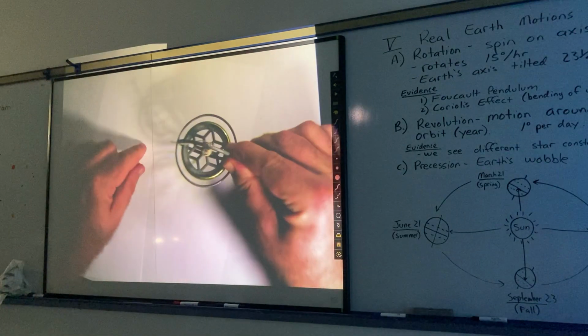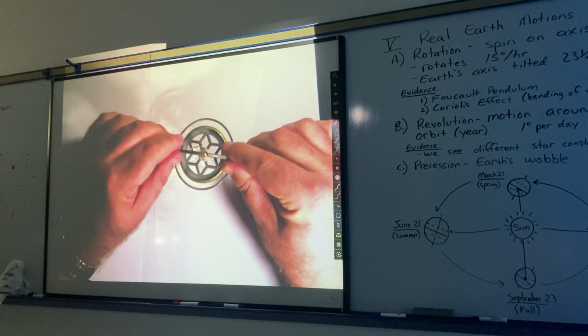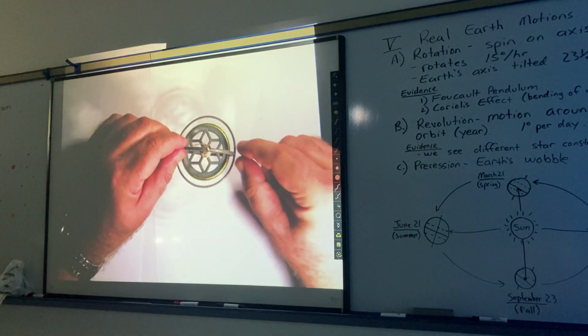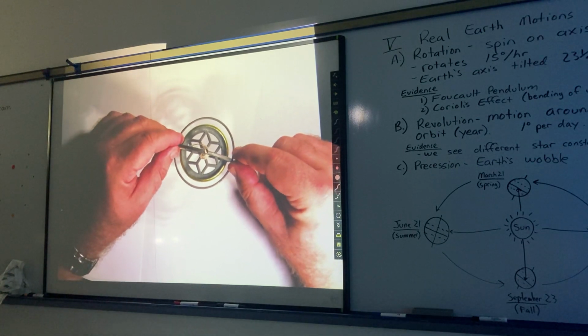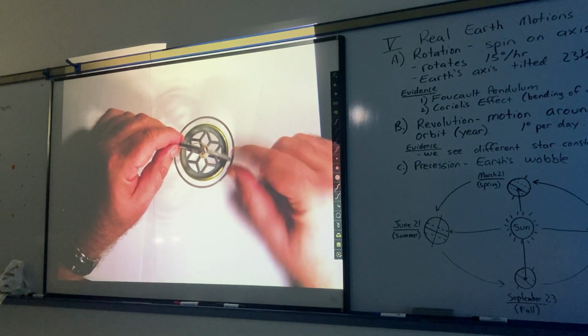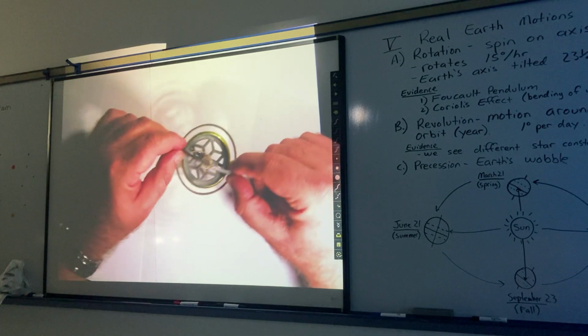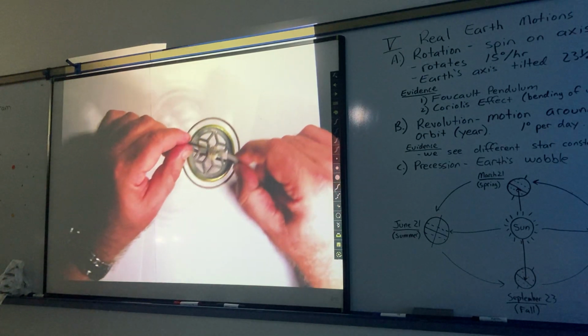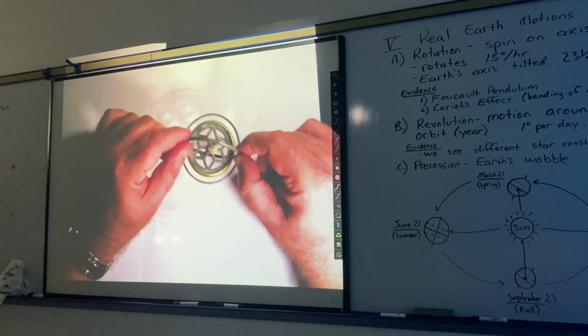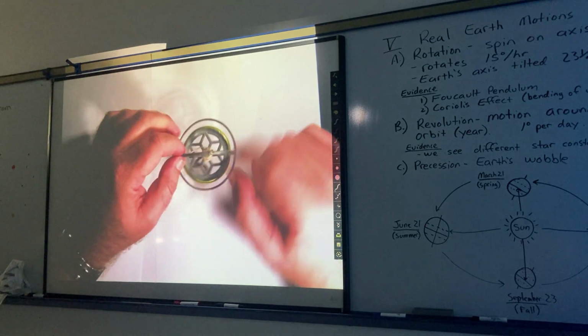All right, so here's my gyroscope. I'm going to pull the string and it's going to start to spin. But as it's spinning, it's going to stand up. But if you notice, as this thing is spinning, it's also going to kind of move around like that, especially when it starts to slow down. That's what precession is.